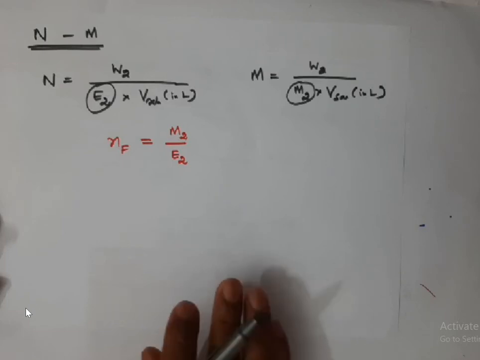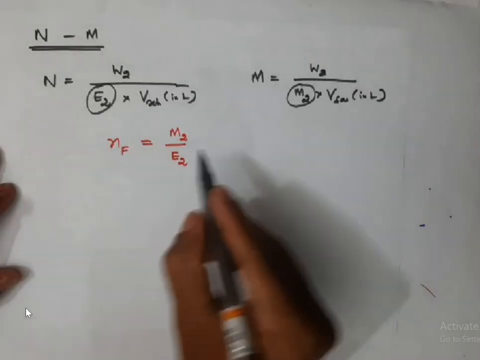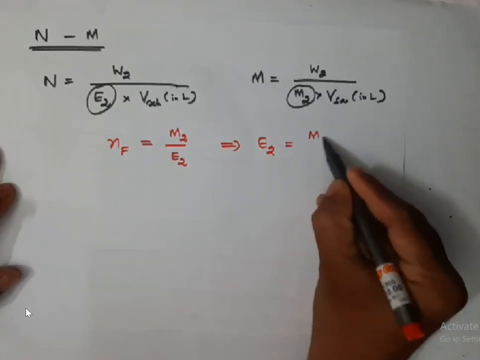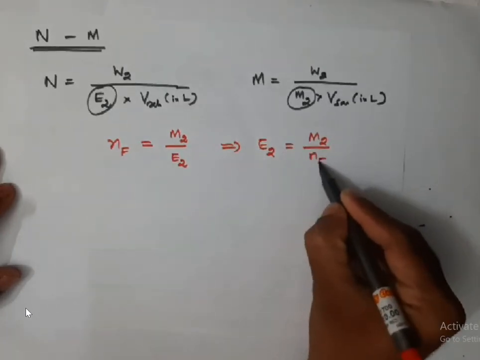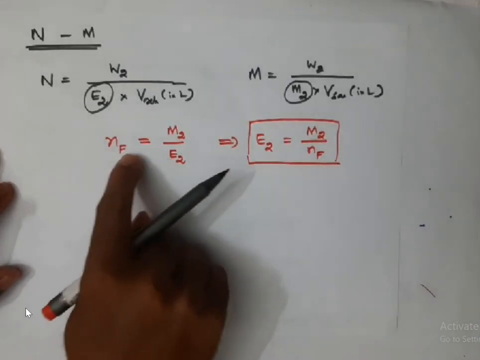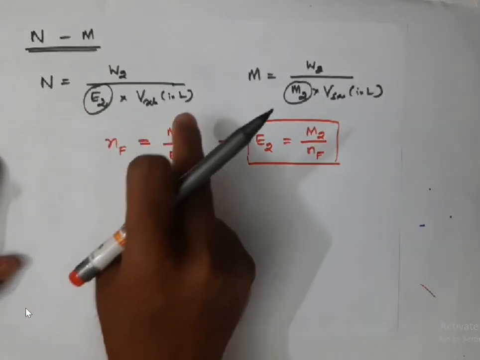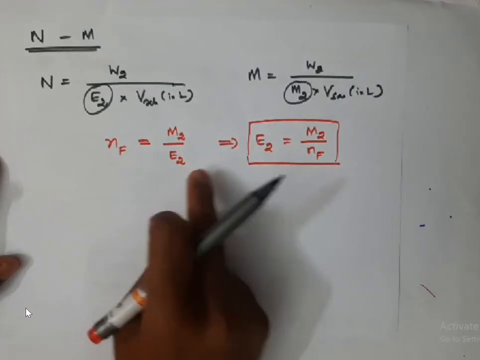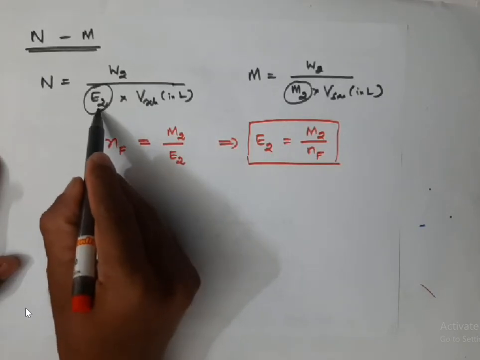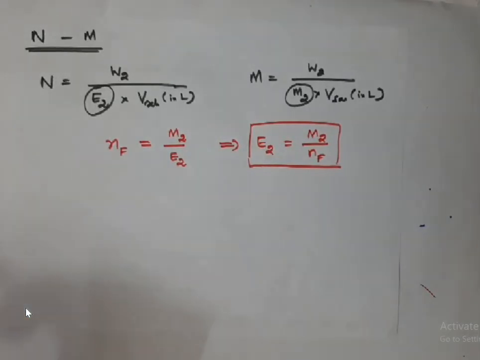So here I can write equivalent mass E2 is equal to molar mass by n factor. Is this correct, students? Yes, sir. N factor is just a number. N factor is nothing but molar mass by equivalent mass, so equivalent mass is equal to molar mass by n factor. Now I am going to replace this E2 by this quantity. So I can write normality.